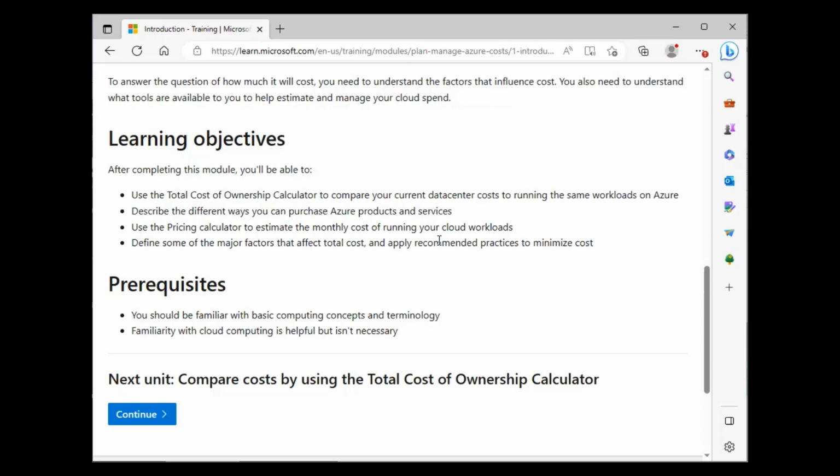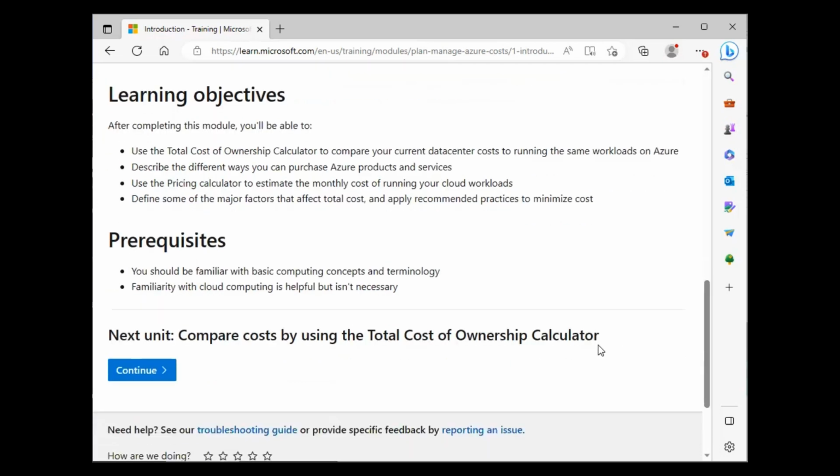Prerequisites. You should be familiar with basic computing concepts and terminology. Familiarity with cloud computing is helpful, but isn't necessary. Okay, I see the introduction. In the next unit, I learn how to compare costs by using the total cost of ownership calculator. Okay, let's go.